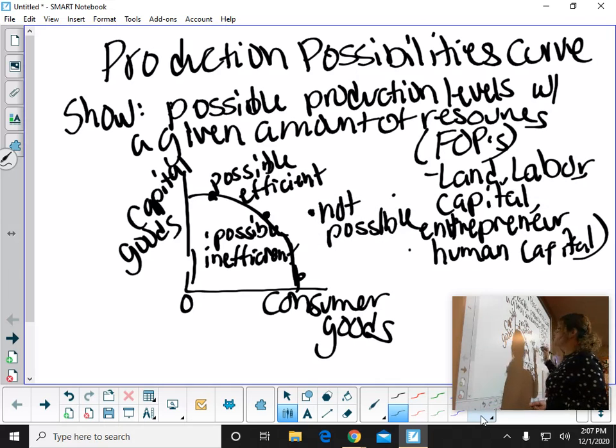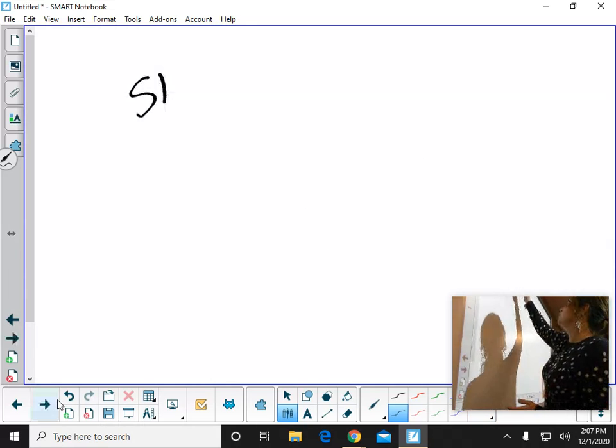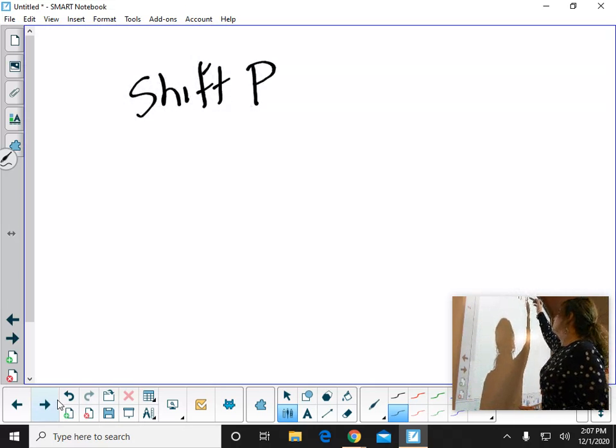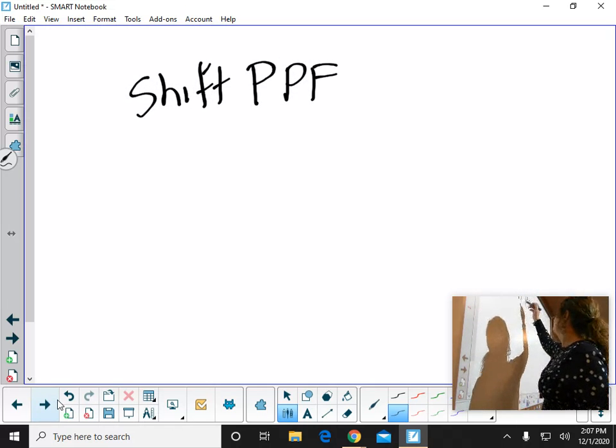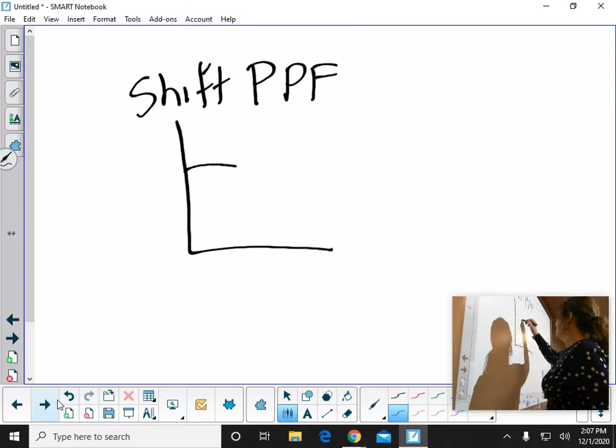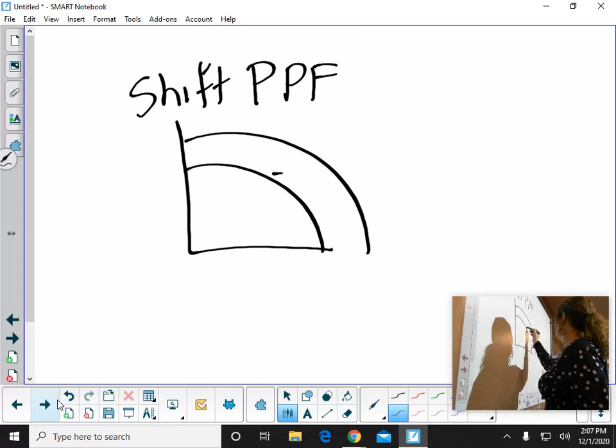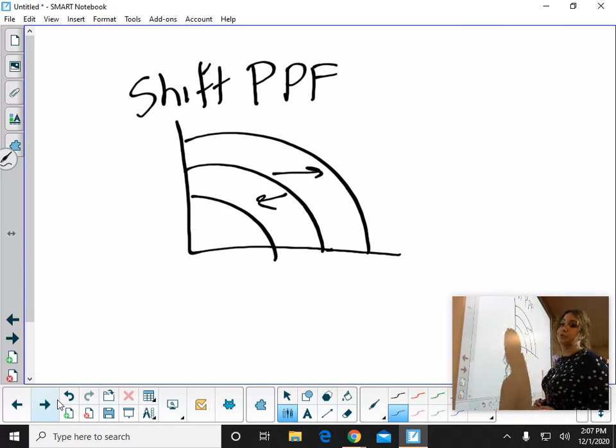Of course, the PPF curve could shift, because this is our given amount of resources of what we can produce. But what if we have more resources? So remember, there are things that shift the PPF curve. And you could shift it to the right, where you can produce more of both, to the left where you produce less of both, or you could have something that produces more of one without the other.